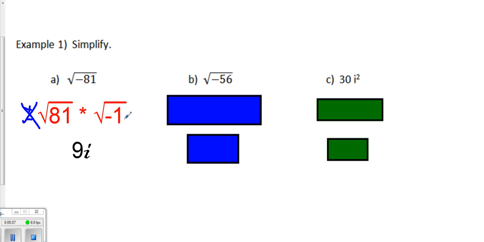Because this is our negative part right here, this takes care of the positive or negative. So these will only be positive for this one. So this would be called positive 9i. Let's look at the second example.